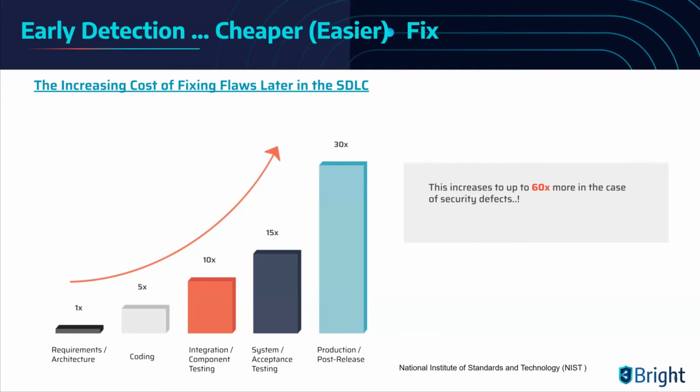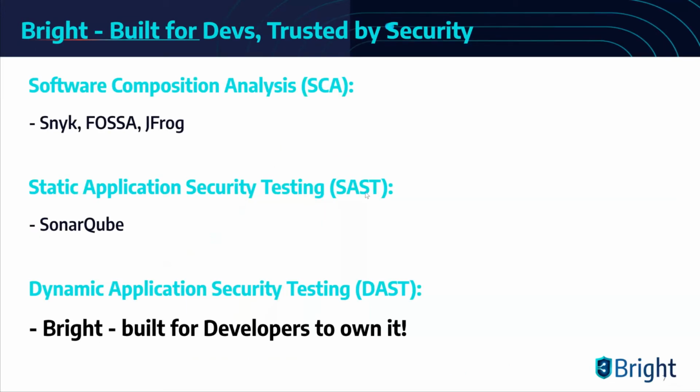So, just to set the scene in terms of what Bright are. Some of you may be familiar with SCA, software composition analysis, that looks at your libraries and dependencies to make sure that they're up to date and patched. You may be familiar with static application security testing that looks at the source code pretty much from a one-dimensional perspective, not looking at the running application, but that's something that you may be familiar with in your work.